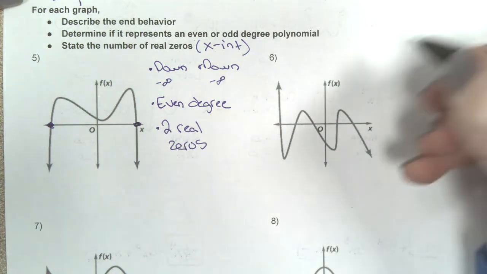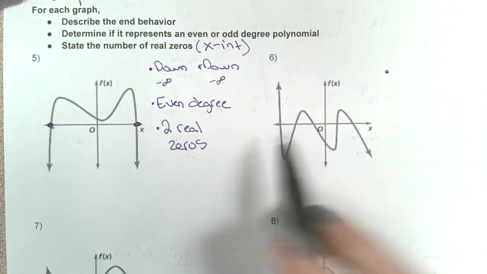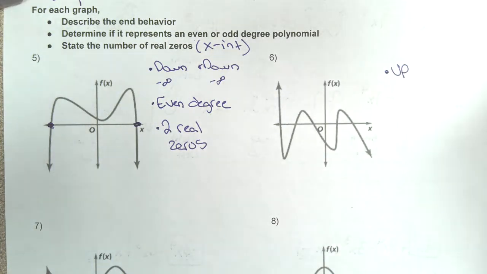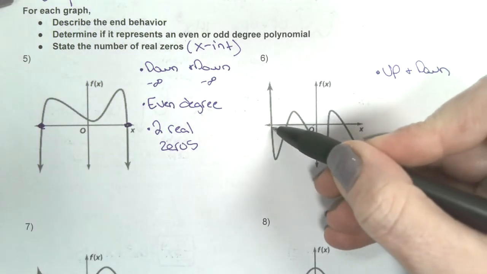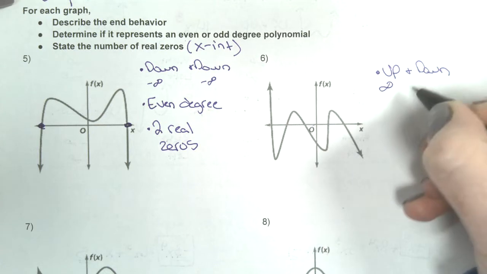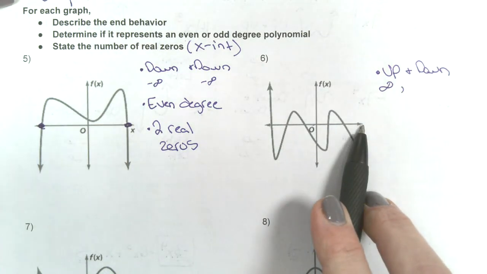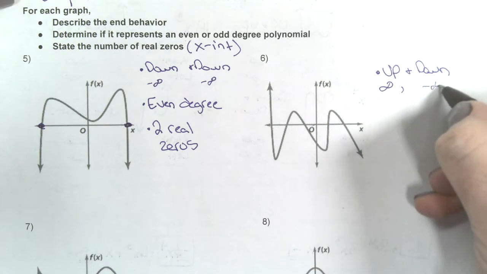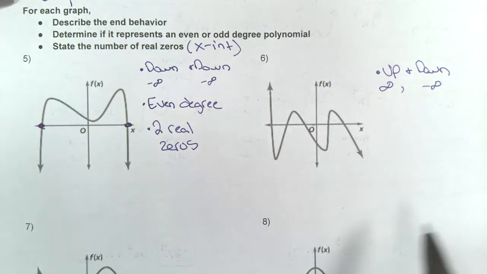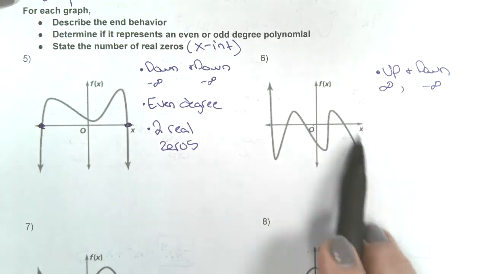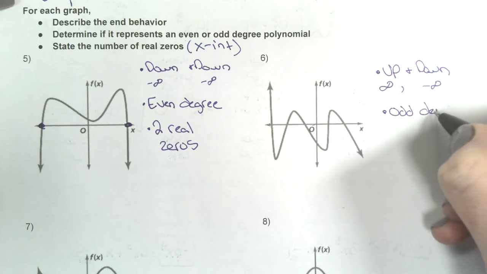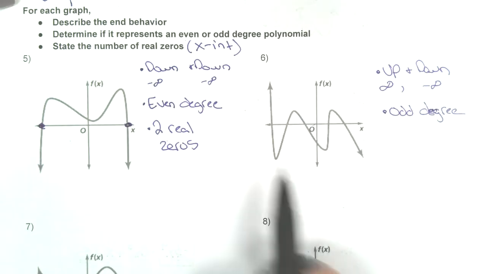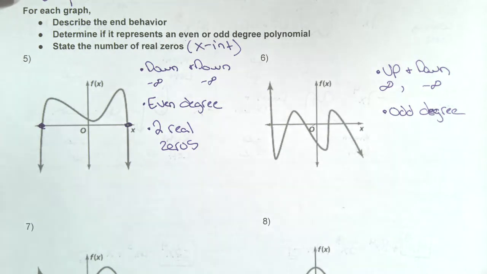Number 6. All right, so when I look at the graph, it's going up to infinity to the far left and down to infinity to the far right. So as x goes to negative infinity, f of x goes to infinity. And as x goes to positive infinity, f of x is going to negative infinity. When your graph goes in opposite directions, this is characteristic of an odd degree polynomial. So this is an odd degree polynomial.